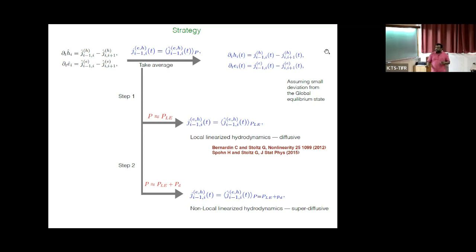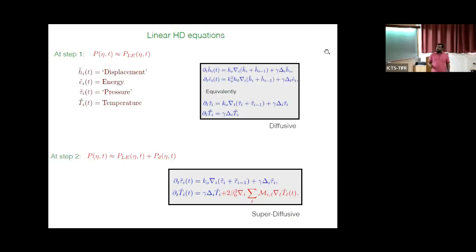But if in the second step I consider the correction also, and update the calculation of this average current, you get a non-local linearized hydrodynamics, which in the continuum limit will provide a superdiffusive evolution for the temperature profile. So in particular, these are the equations that I get. H is the displacement field and E is the energy field. This is the pressure field and the temperature field. So I can write down the equations either in these two fields or in these two fields.